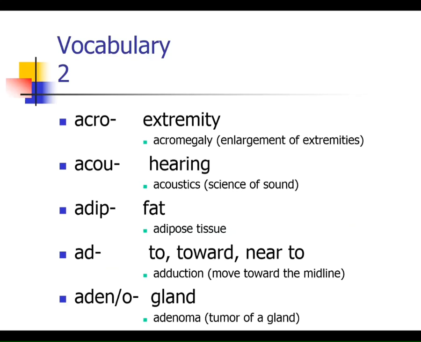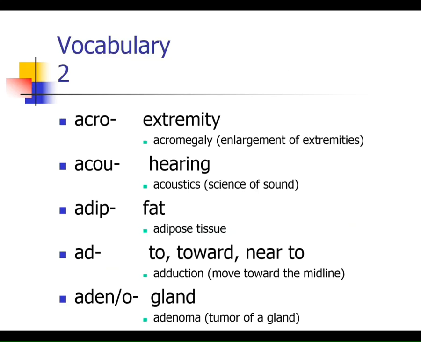Acro, extremity. Acromegaly is a condition like Shrek or Andre the Giant where their extremities become very enlarged. Acou, pretty straightforward. We've heard of acoustics, hearing. Adip is fat. And AD means toward or near to. If you're in the gym and you're doing an adductor machine, adduction, then you are moving toward the middle or toward the midline of the body. Adeno is referring to a gland. Adenoma would be a tumor of a gland. Oma means tumor. We'll see that later. But for now, just know that adeno or aden means gland.